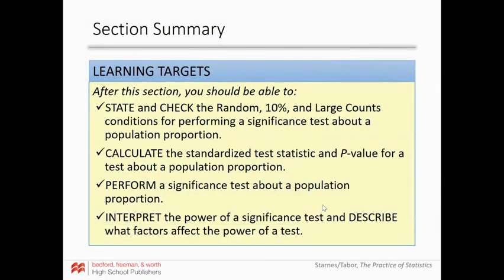And that kind of wraps it up for today. You should be able to state and check the random condition, the 10% condition, and the large counts condition for significance testing, calculate the standardized test statistic, which is our z-score, and the p-value, which is the probability of getting a z-score or more extreme, and then perform a test using state, plan, do, conclude, and then interpret the power of a significance test and describe the factors that affect it.